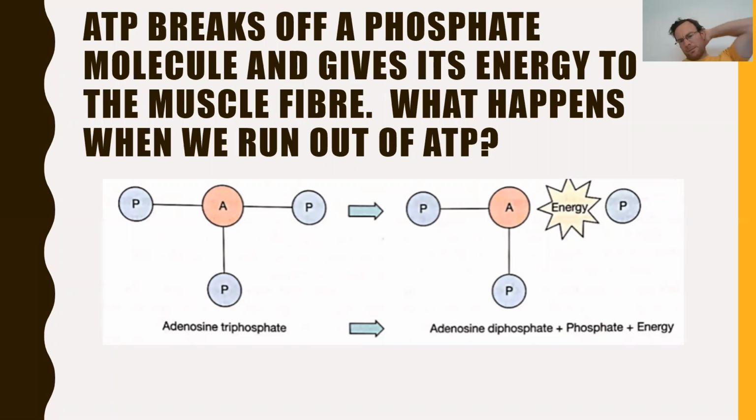So this is the sort of little poser question. ATP breaks off a phosphate molecule and gives its energy to the muscle fiber. We saw that. So what happens when we run out of ATP? Well, what's going to happen to the body? So hopefully you think, well, we'll stop, won't we? We absolutely will.